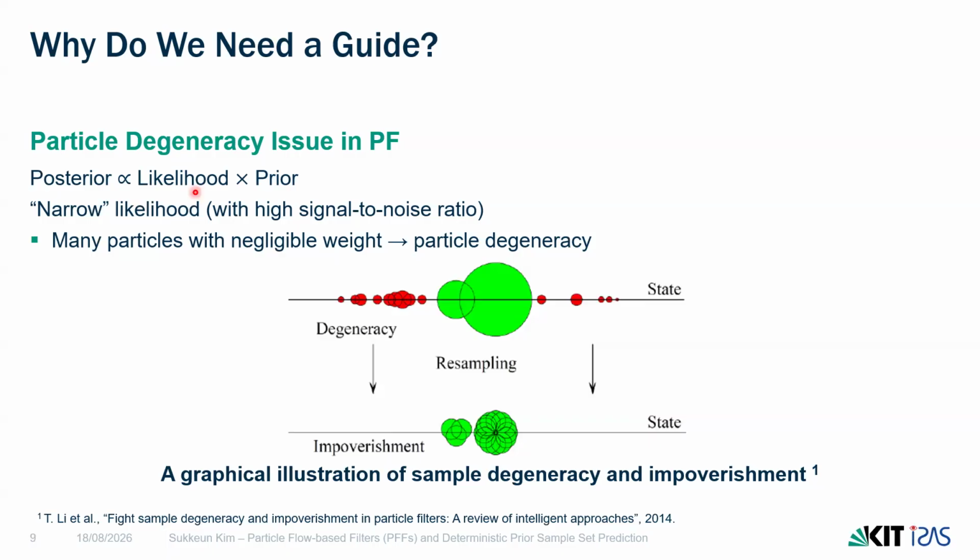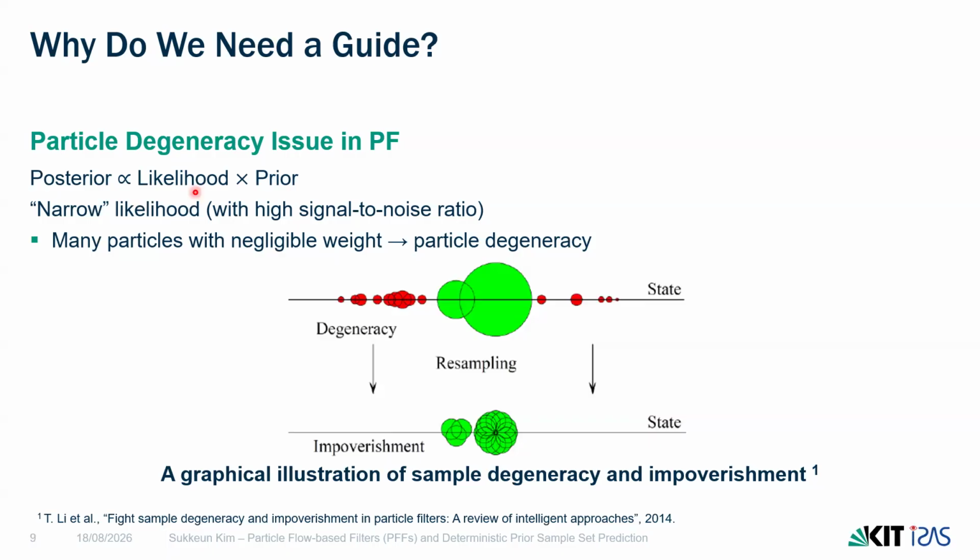Does anyone have an idea of something similar to this, where instead of weighting, we move the particles to the posterior? Actually, there is another algorithm. It's not really a flow, but quite similar. Does anyone know it? The ensemble Kalman filter, maybe some of you already know. The ensemble Kalman filter has a kind of similar concept.